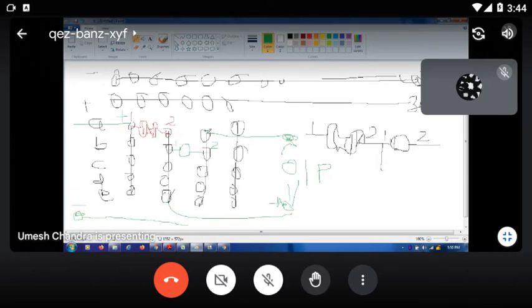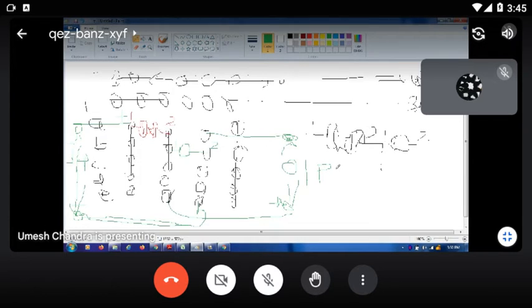This is the terminal 2 of capacitor. That means these holes are now negative. That means this negative you connected here. This is input. This is output. This is the series connection, resistor and capacitor.